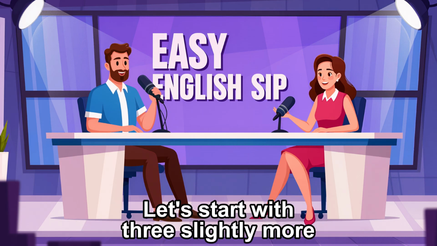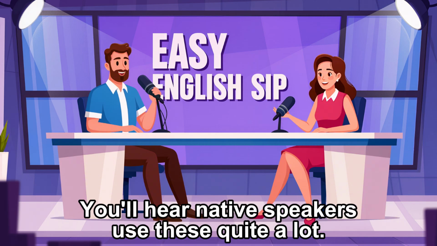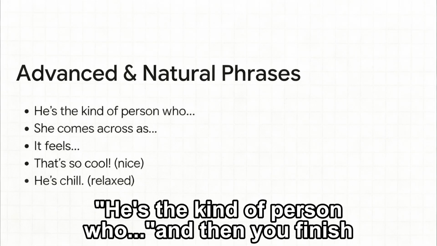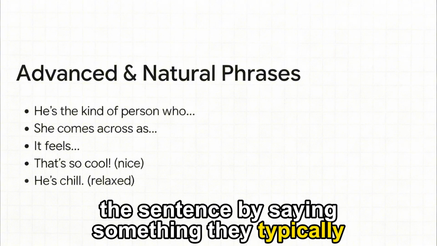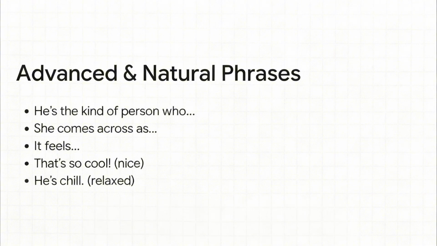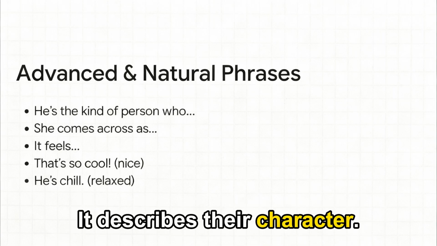Let's start with 3 slightly more advanced phrases. You'll hear native speakers use these quite a lot. What's the first one? First one is, he's the kind of person who, and then you finish the sentence by saying something they typically do, or a quality they have. Like, he's the kind of person who never gives up. It describes their character. Got it.